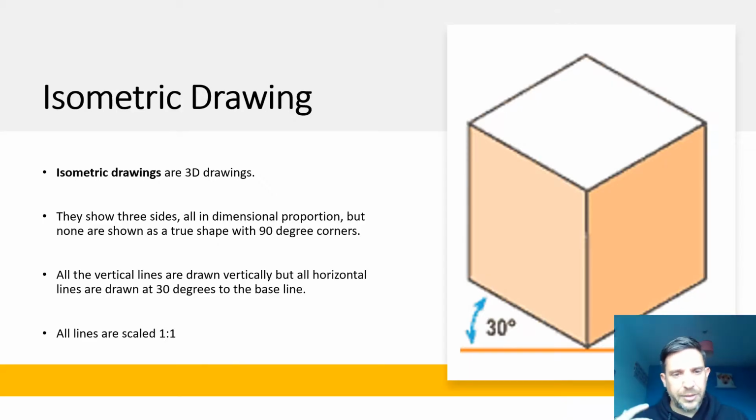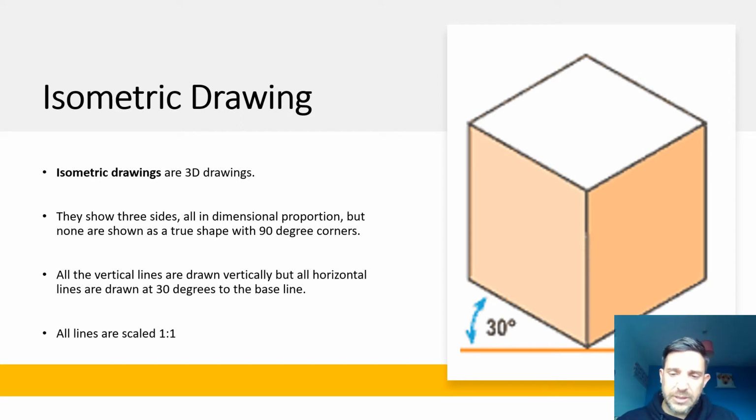Isometric drawings are three-dimensional drawings. They show three sides, all in dimensional proportion. Now, that may be a bit of a mouthful, but basically what we're saying here is that if you draw something at 10 mil, then it is actually represented as 10 mil on the page. Not all of our drawing techniques use that type of proportion, so we'll identify those as we go through.